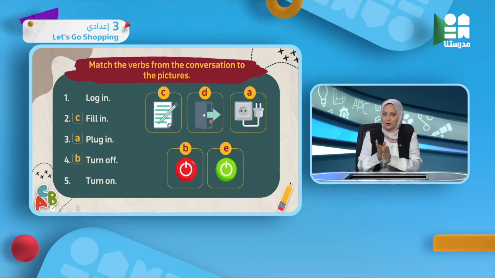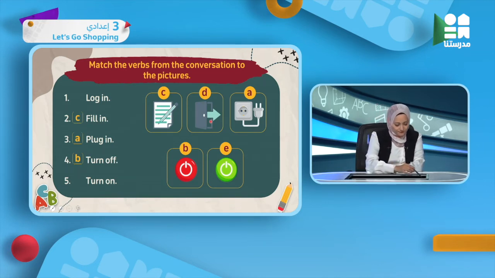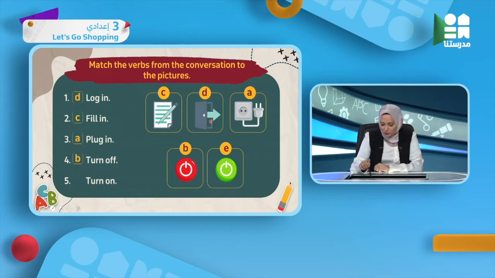D, this is an arrow that is trying to get into something, just like the arrow that we have when we try to log into our computer or website. I try to log in on a computer or website, this is log in. And the last one, this green color and the same sign, and we always also know it. So this is turn on, the opposite of turn off.